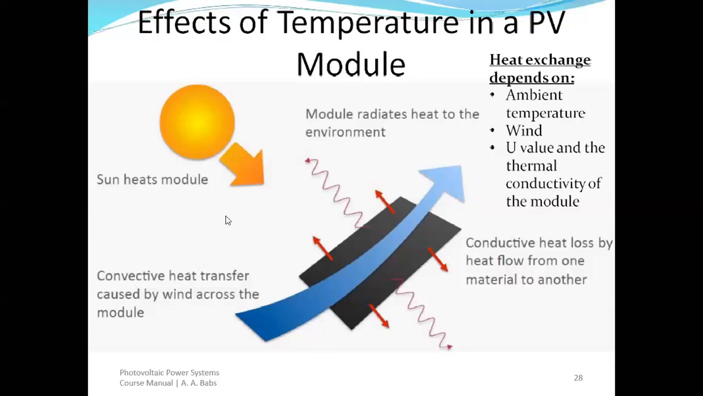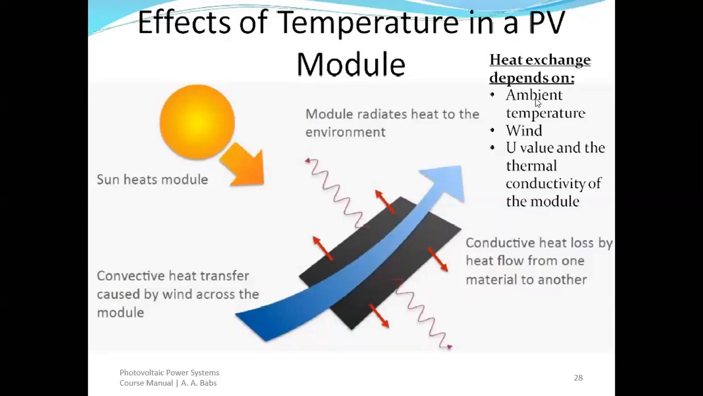All right. So when the sun hits the module and the module becomes hot, there is a way the air around the module can actually transfer the heat on the module somewhere else. Okay, so if you build that properly and there's proper ventilation, the module is going to be cooled via convection. That is possible. The module can also be cooled via radiation. Also, we have conductive heat loss by heat flow from one material to another.